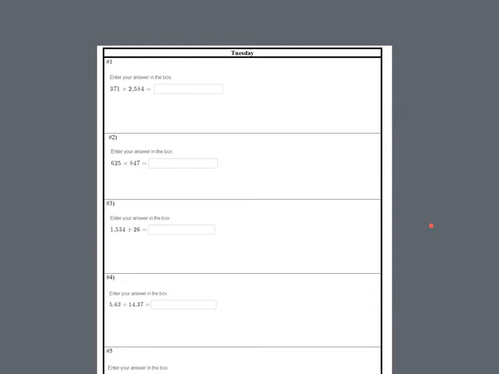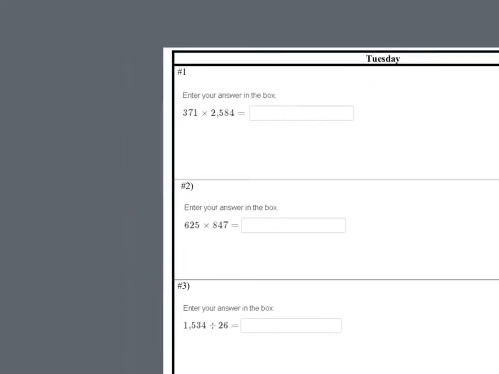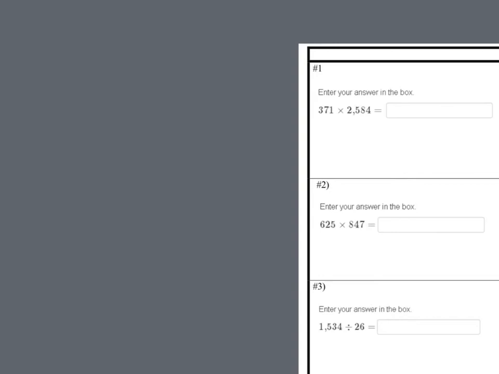This is my math homework number 24, Tuesday. For the first one, it says enter your answer in the box. It's going to be a 4-digit times a 3-digit. Let's go and get started with that. We have 2,584 times 371. So let's multiply this nice and slow.